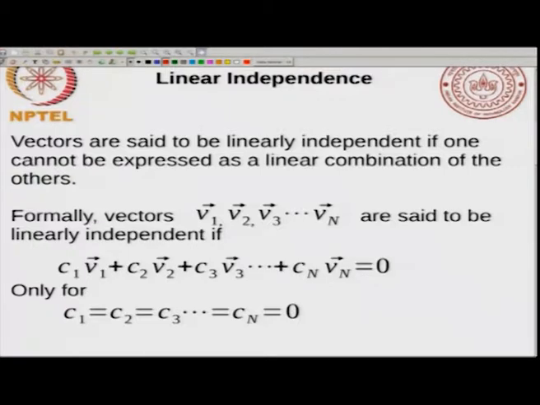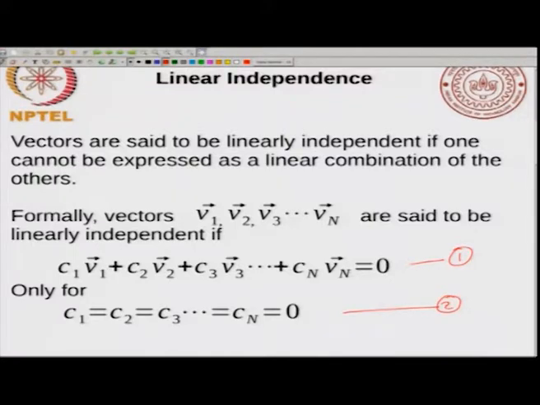Formally, the way you define linear independence is this: if you have a set of vectors v1, v2, v3 up to vn, you say that these vectors are linearly independent if the statement c1 v1 plus c2 v2 plus up to cn vn equal to 0 is only valid when c1 equal to c2 equal to c3 equal to cn equal to 0. Here c1, c2 up to cn are real numbers. This is always true whenever you have c1 equal to c2 equal to up to cn equal to 0, then this first relation will hold. So, this first relation holds whenever the second relation holds.